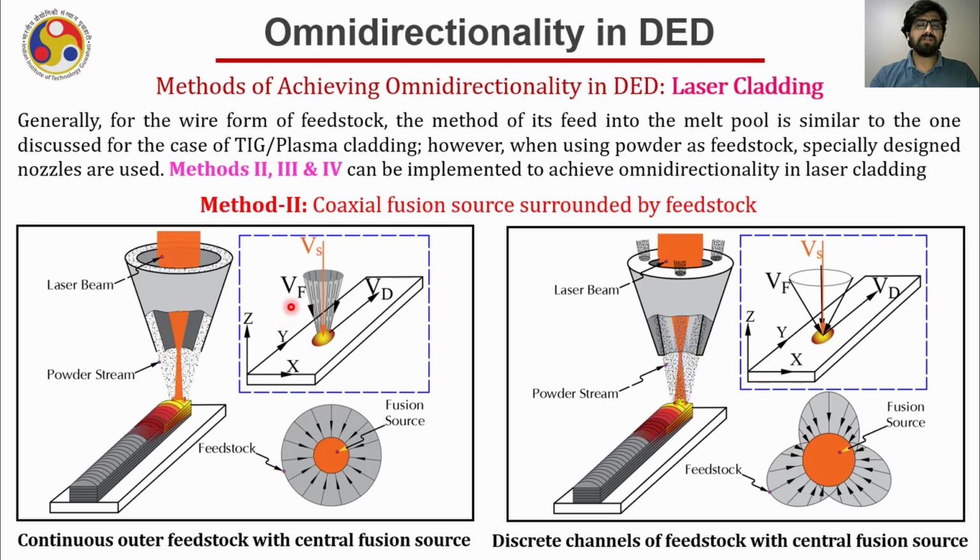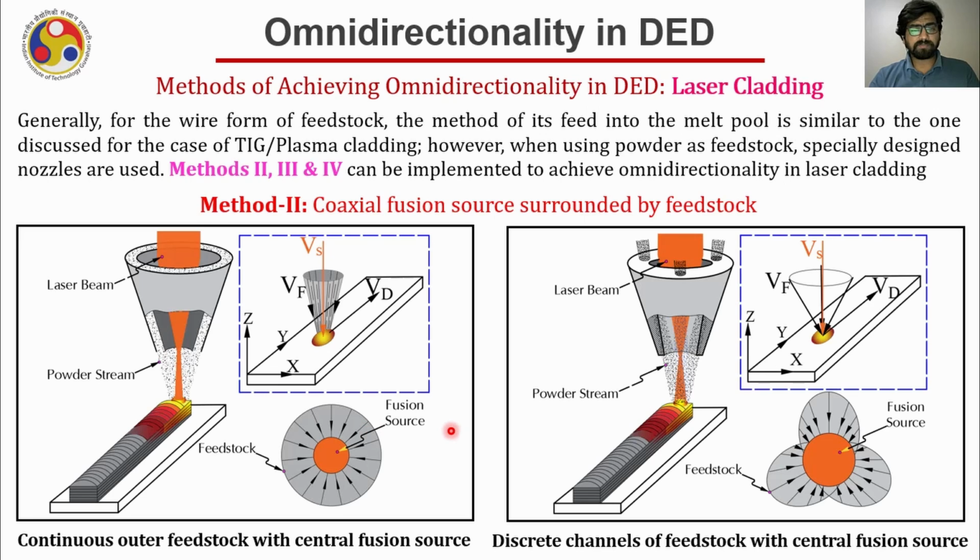where the VF vector is in the form of a cone, VS is coming at the center, which is shown here in the orange color, and now you can move in any direction which is represented by VD, and you can notice that the angle between VF, VD and VS will remain consistent. The top view of the same will look something like this.